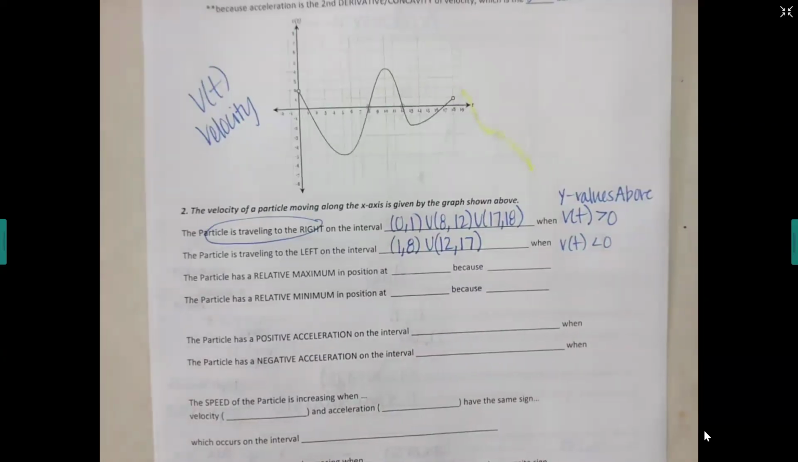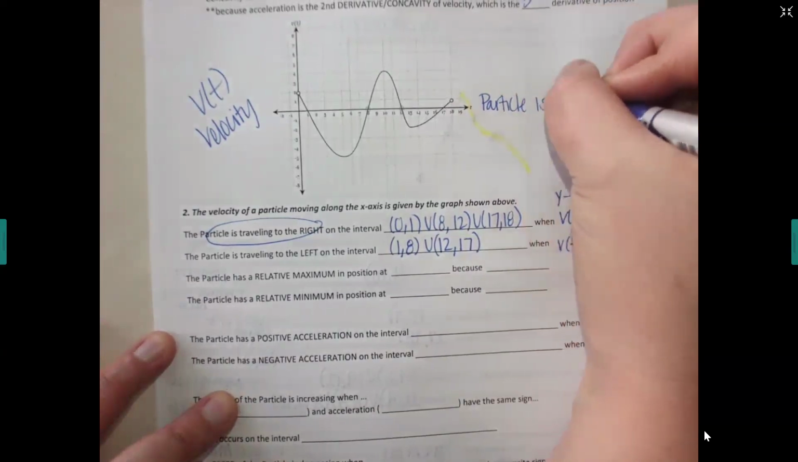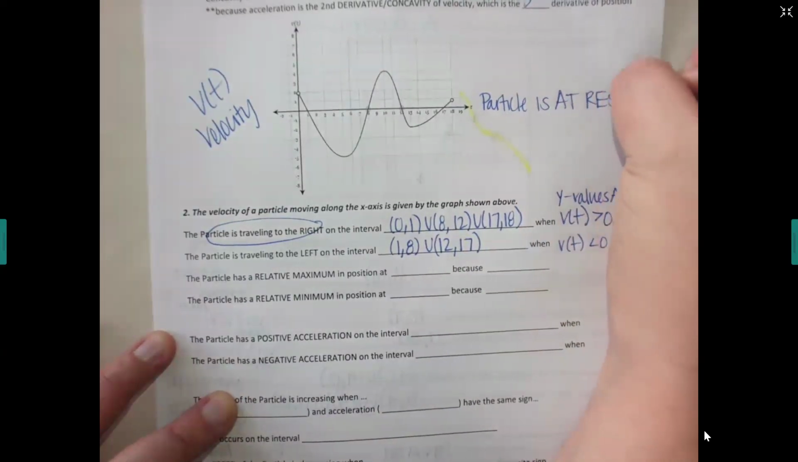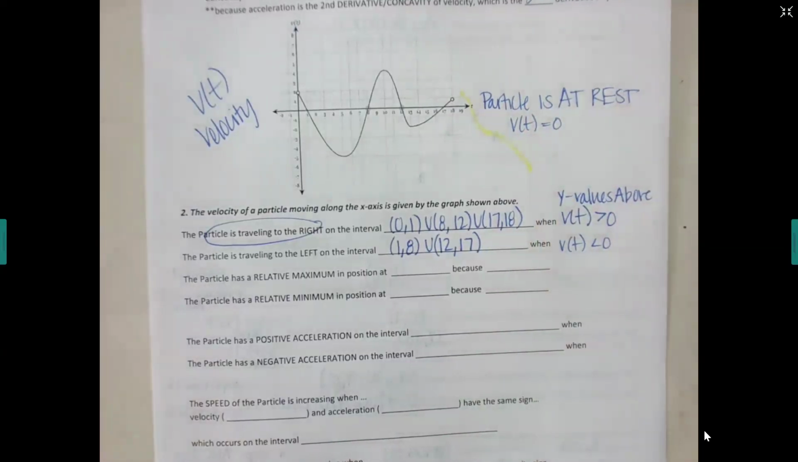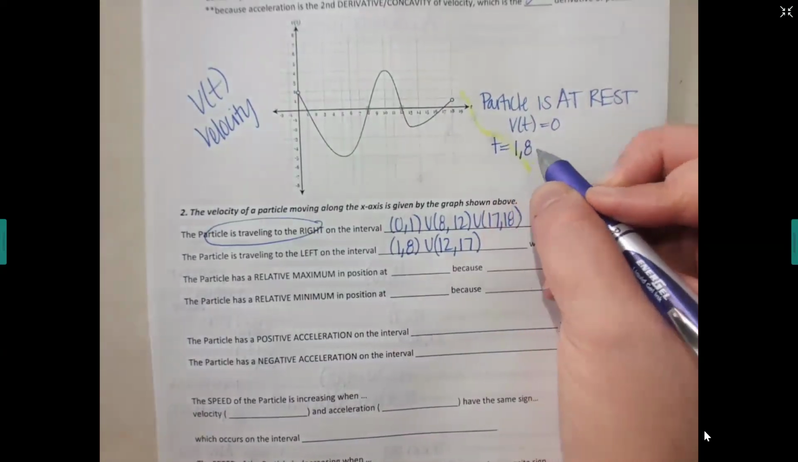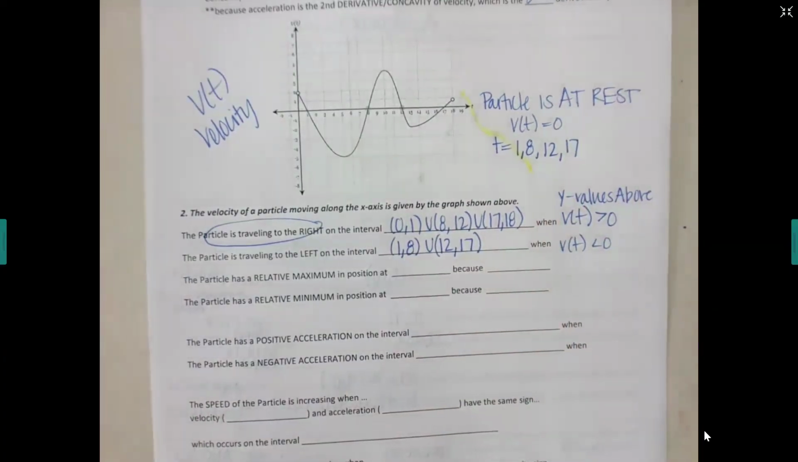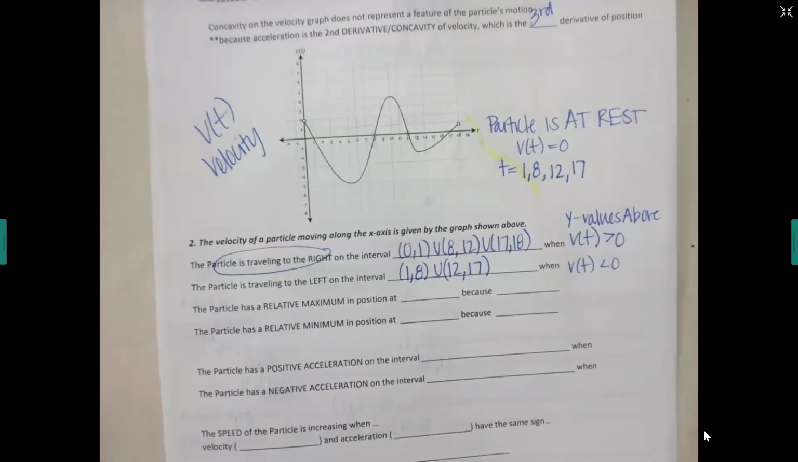Okay, and then I forgot to put this on here, but my particle will be at rest. I'm going to just write it on the graph. The particle will be at rest anywhere that the velocity is 0. But remember, this is a graph of velocity. So my velocity will equal 0 whenever I hit the x-axis. So looking at your graph, when is it going to be at rest? 1, 8, 12, and 17 is correct, because that's where my velocity or y values cross 0.